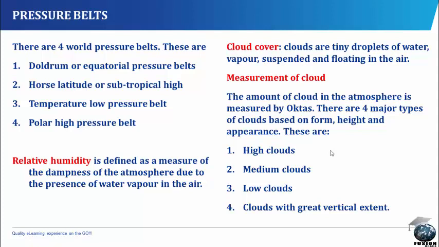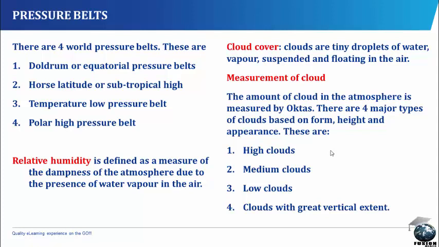2. Horse latitudes or subtropical high pressure belt. This is found in latitudes 20 degrees to 30 degrees north and south of the equator. 3. Temperate low or mid-latitude low pressure belt. This pressure belt is found between 30 degrees and 60 degrees north and south of the equator. 4. Polar high pressure belts. These are found around the polar regions, and planetary winds shift with seasons.